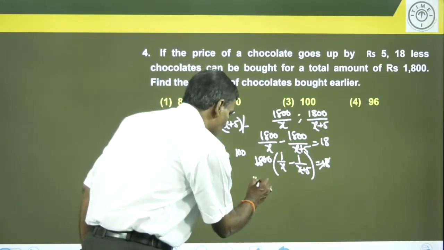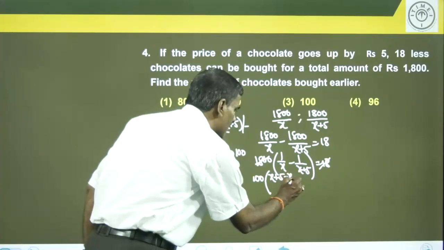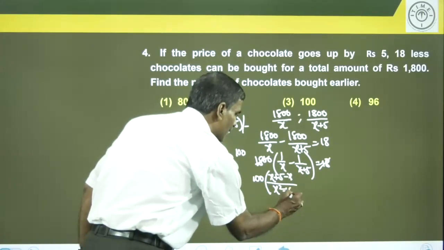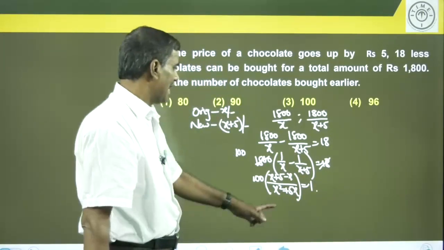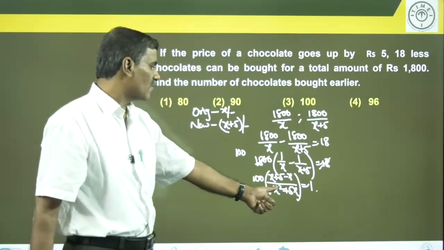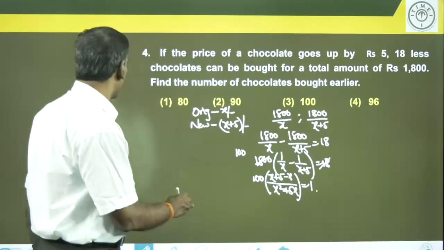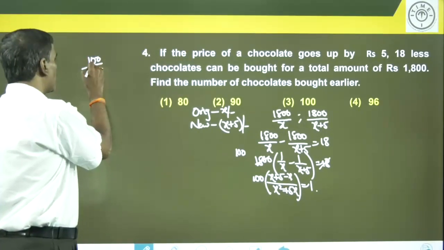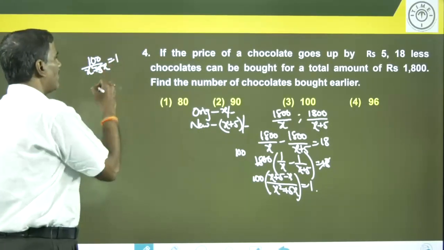So I'll write that one. 100 into x plus 5 minus x by x into x plus 5. That is x square plus 5x is equal to 1. So in other words what we can say? X cancels there. So 100 by x square plus 5x is equal to 1 we are having there.